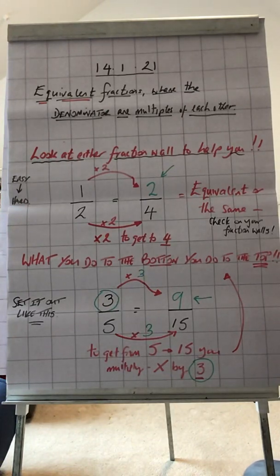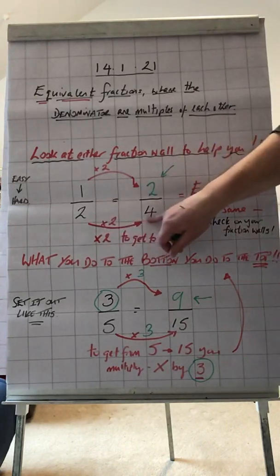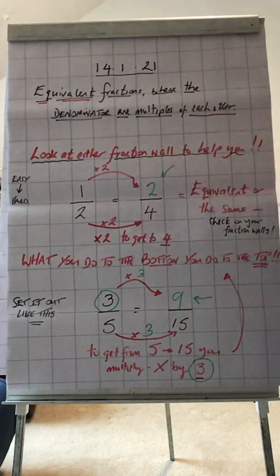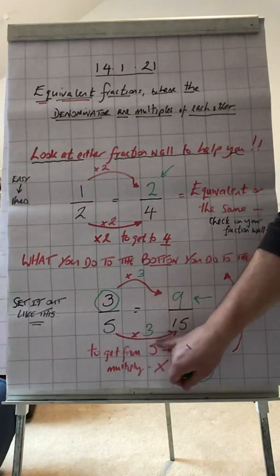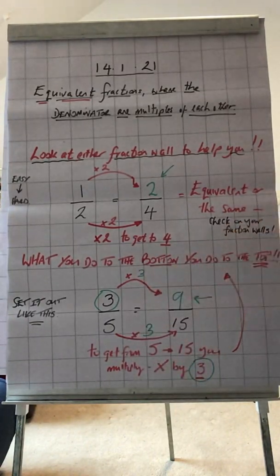And by all means, go and check these answers on a fraction wall. But that's the key rule. What you do to the bottom, you do to the top. So step 1, find out what you need to multiply by. Step 2, multiply it, and you will get the missing numerator every time. Okay, best of luck with that.